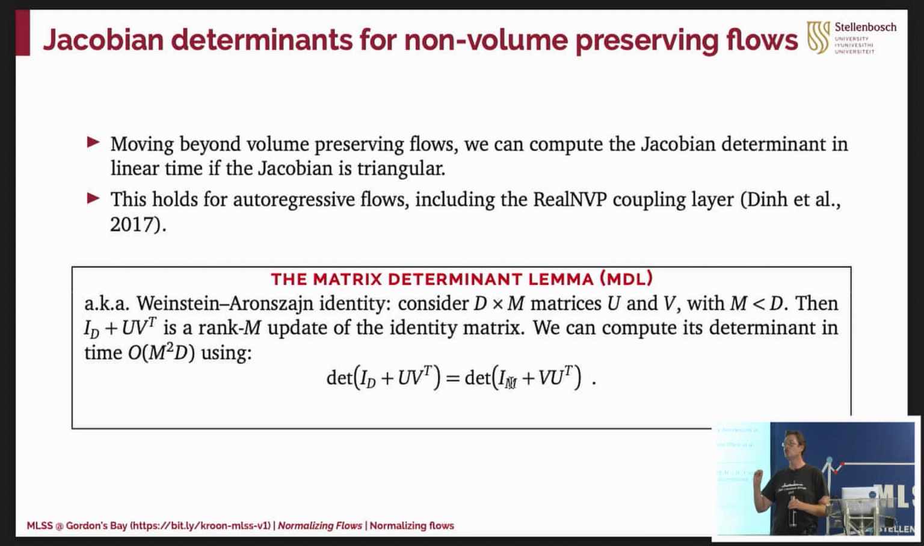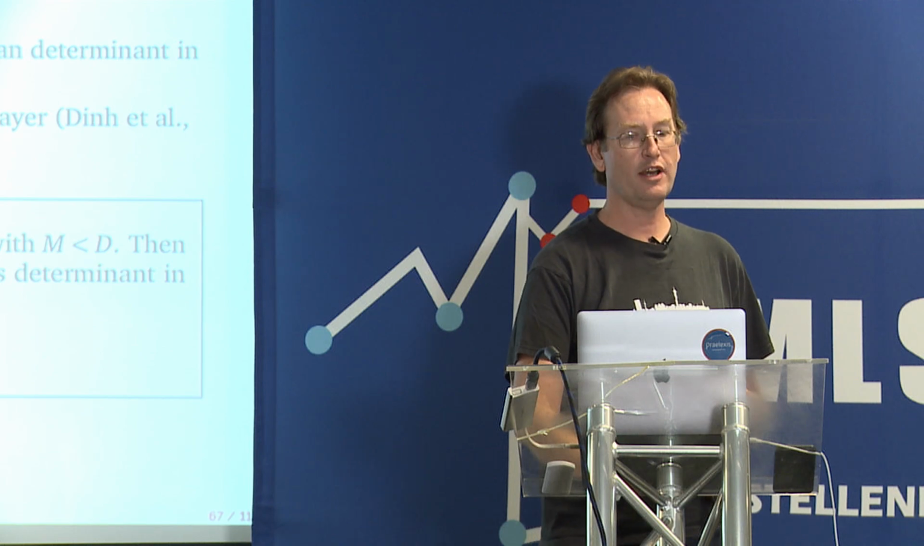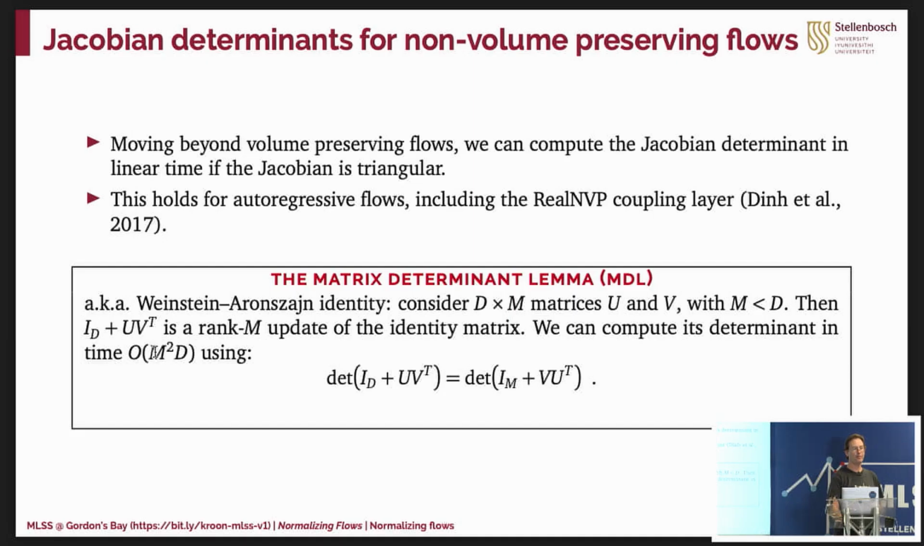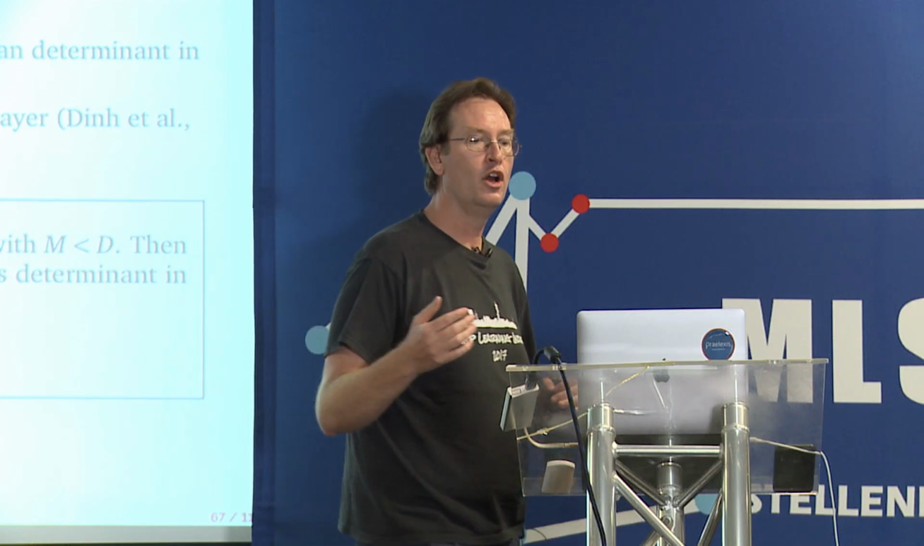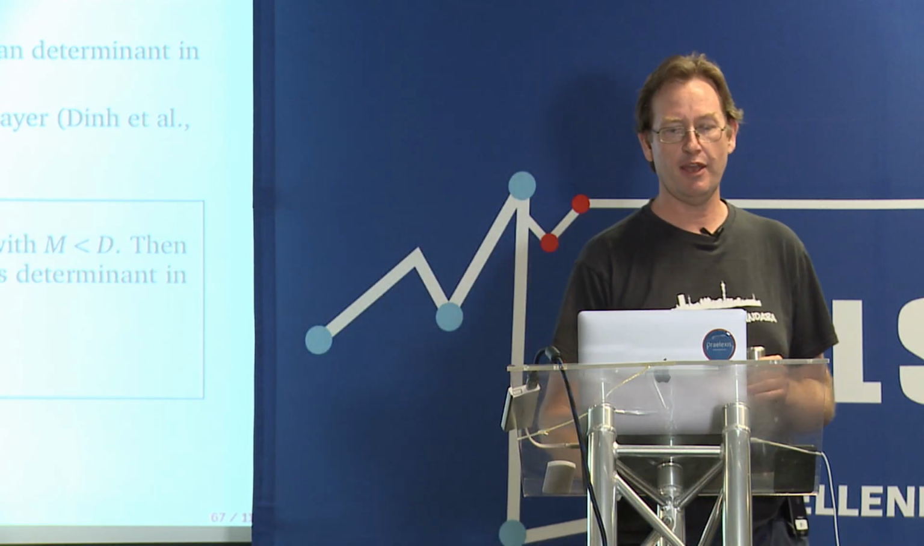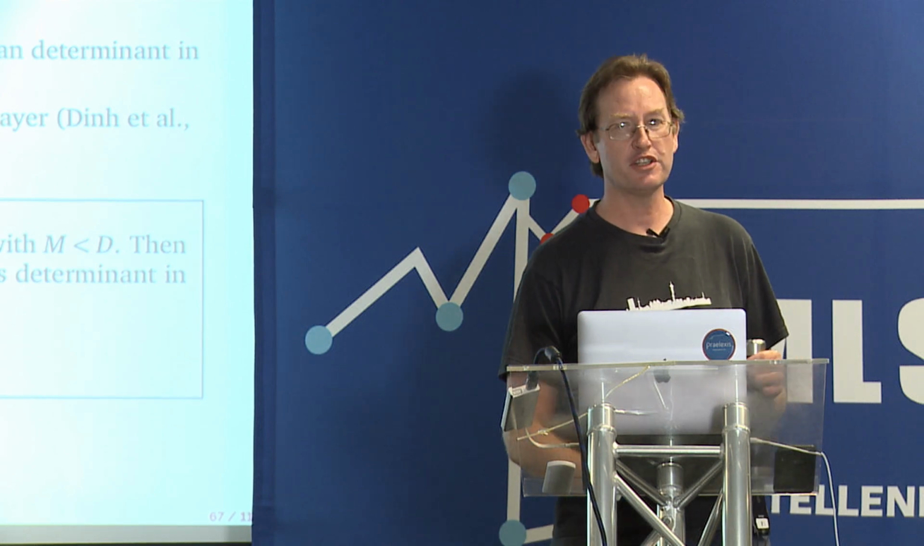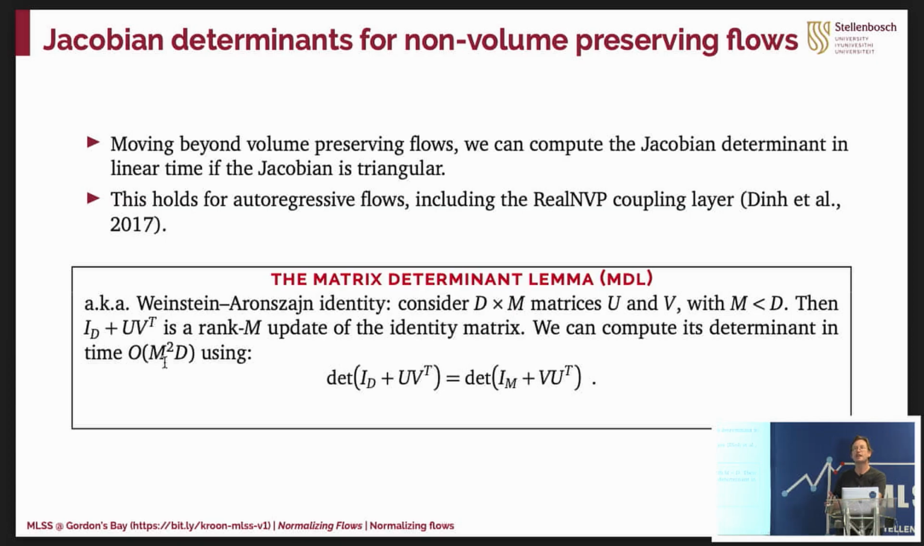Okay, and to do that change is going to take us time order M squared times D. So this is linear times something small, and so ultimately this can be efficient. The question is, how do we choose M? So some of the earliest flows, planar flows, used a rank 1 update. So M here was 1, and that was very efficient, but that limited the expressivity. If we can make M a bit bigger, we can get a more expressive thing. So now we have a trade-off.